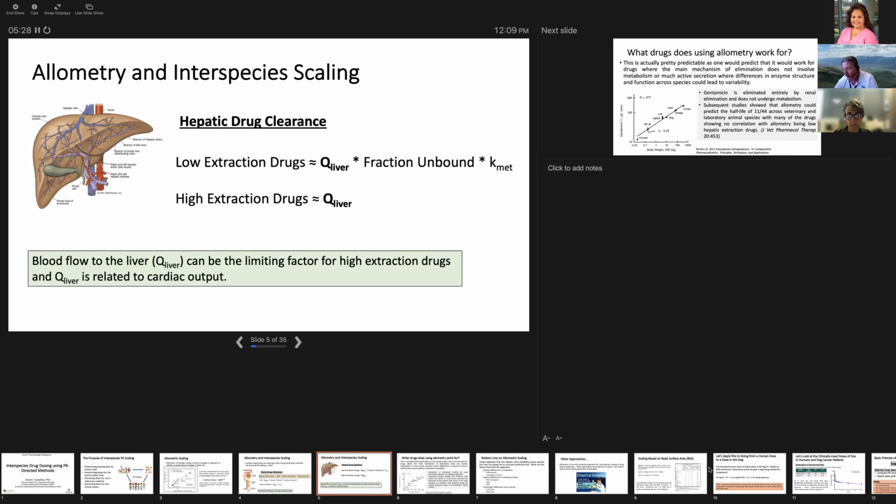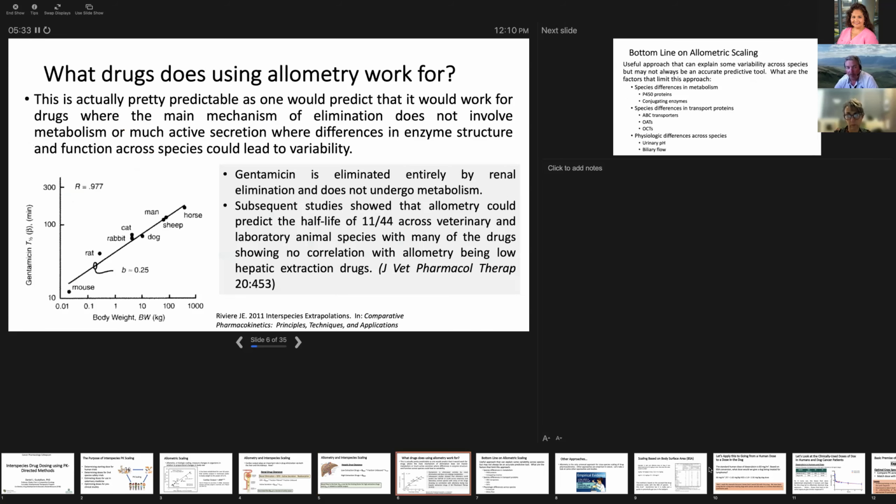And so there are some drugs where allometric scaling with body weight works quite well. And it turns out a lot of them are very water soluble antibiotics. Here's some work by Jim Riviere, who's a veterinary pharmacologist and has done a lot of this kind of allometric scaling with these drugs. He showed that gentamicin is eliminated entirely by renal elimination, and when you look at the half-life of gentamicin, it scales to body weight. So in those cases, you can use allometry to calculate doses, and it has been used to calculate doses as you go across all kinds of different species in veterinary medicine.